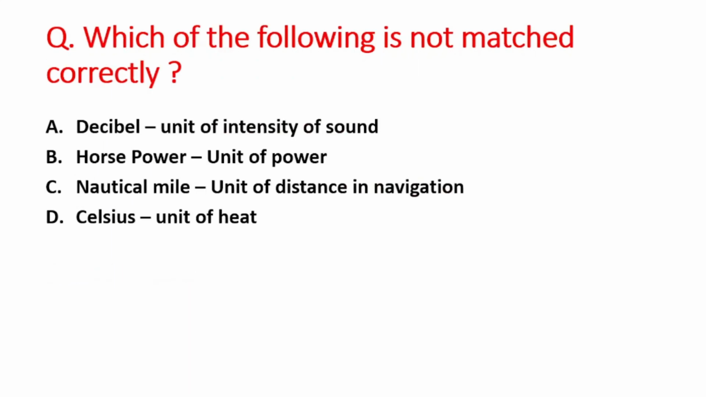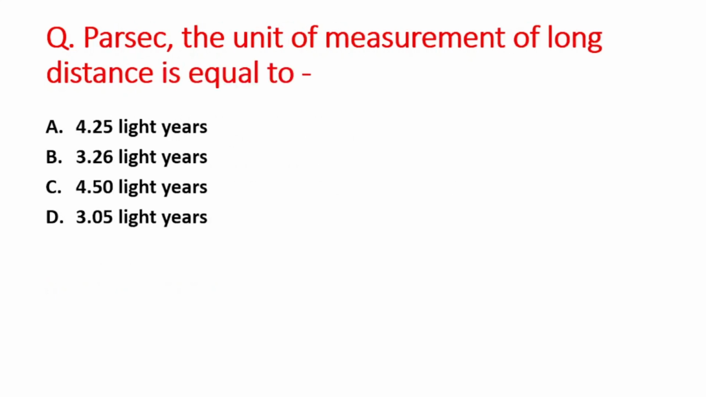Next question is: which of the following is not correctly matched? A option is decibel is the unit of intensity of sound, B option is horsepower is the unit of power and C option is nautical mile is the unit of distance in navigation and D option is Celsius is the unit of heat. The right answer is option D, that is Celsius is the unit of heat. This is incorrect because Celsius is the unit of temperature. Okay. Next question is parsec.